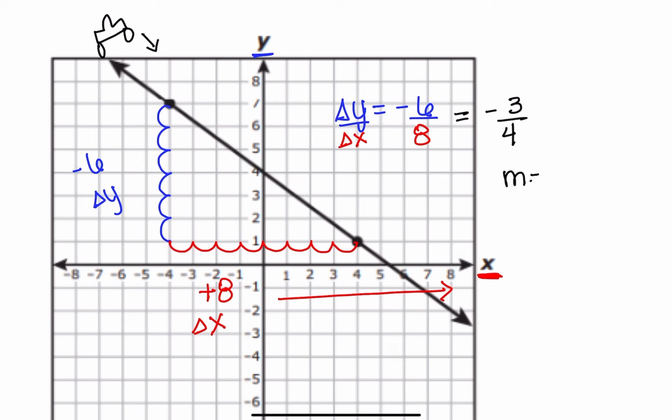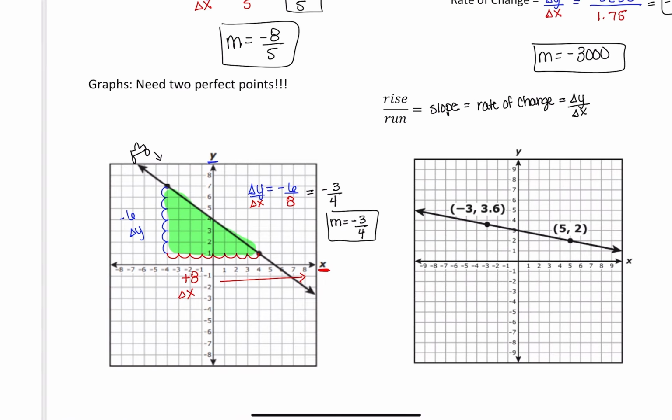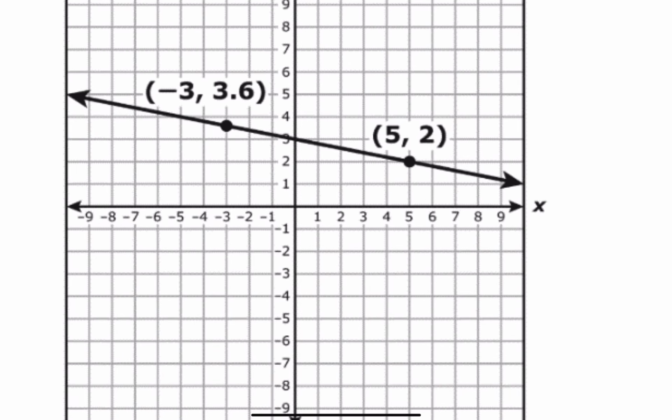So m is equal to negative 3 over 4, and that is your slope. And that's it. Notice here, I'm actually going to go ahead and highlight this. You always get a little triangle right here whenever you're finding your slope. It's always going to make some type of triangle. So again, whenever you're finding your slope, you're going to have a little triangle. Now, let's go ahead and go to the next one.